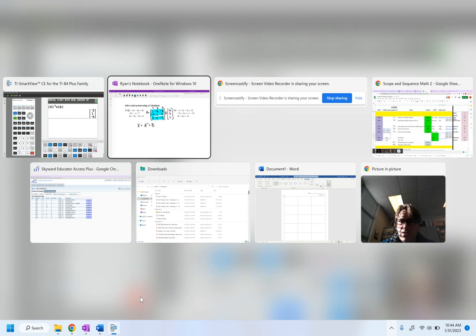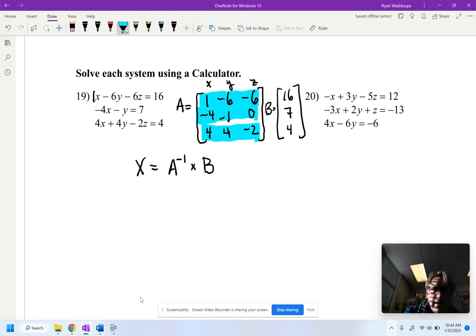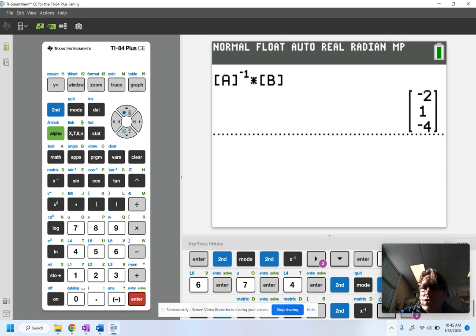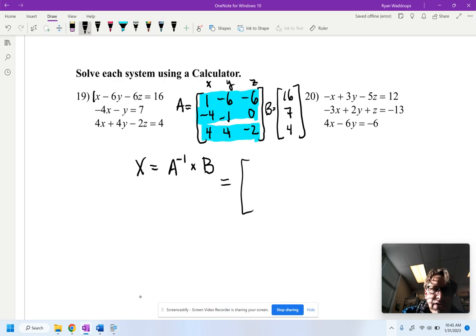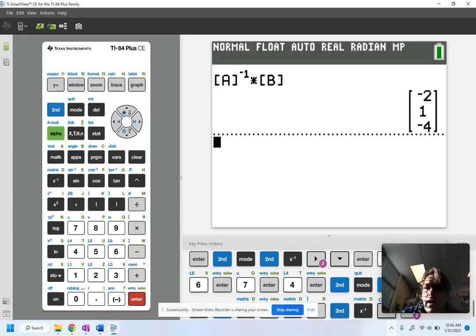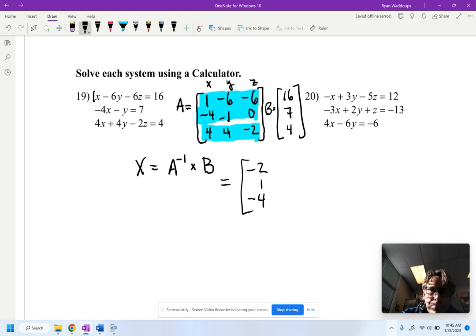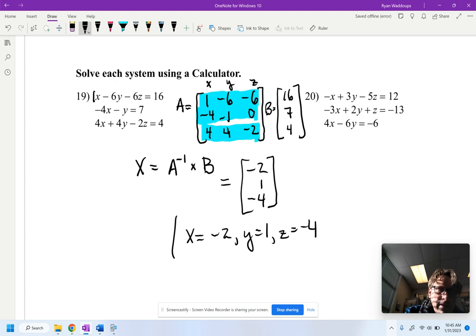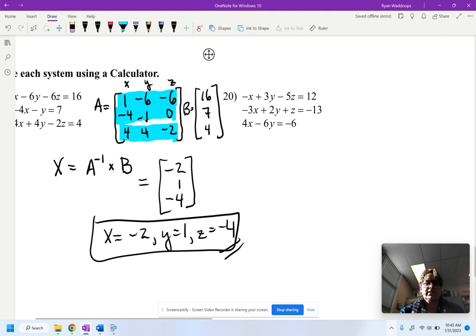So we go to our screen here, and we write negative 2, 1, negative 4. And that means x equals negative 2, y equals 1, and z equals negative 4. And that's our solution. All right, let's look at number 20.